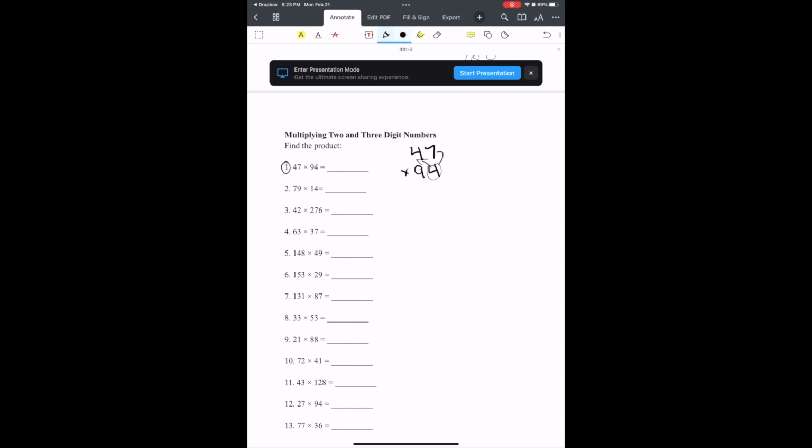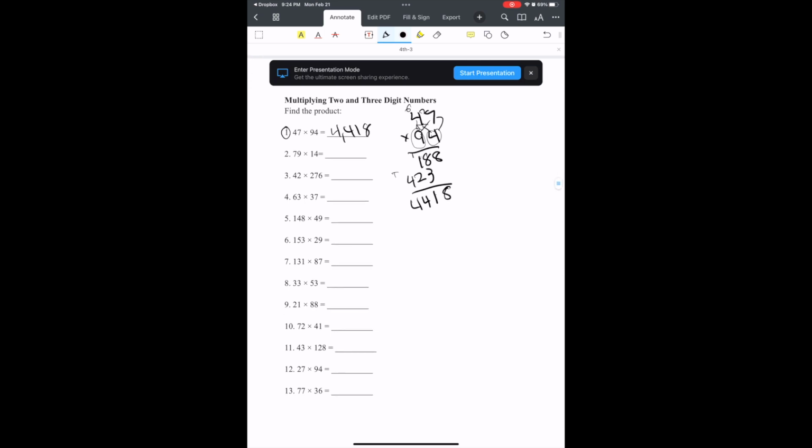So let's do that. What is 4 times 7? 28. And 4 times 4? 16 plus 2? 18. Now you want to do the same with here. You want to take this number and multiply it by this and this number. What is 9 times 7? 63. And what's 9 times 4? 36. Plus 6? 42. And now you just add these. So 8, 11, 4, 4. So your answer is 4,418.